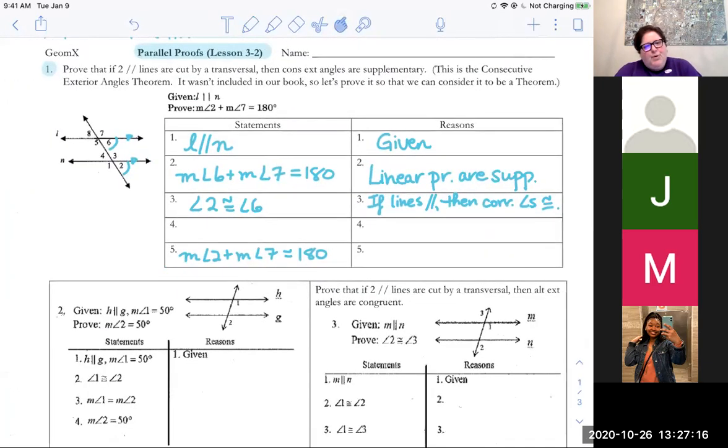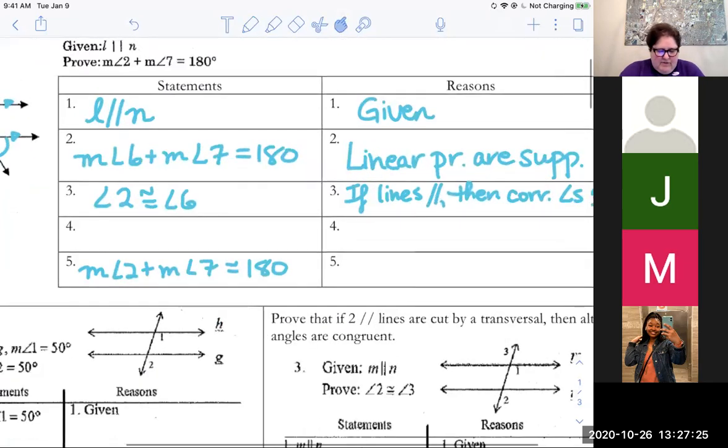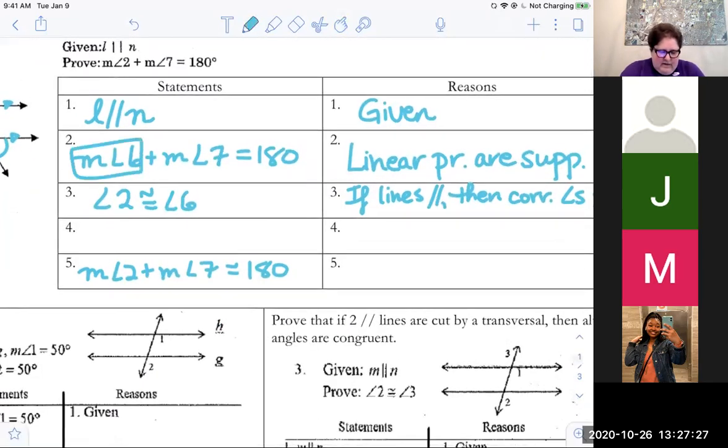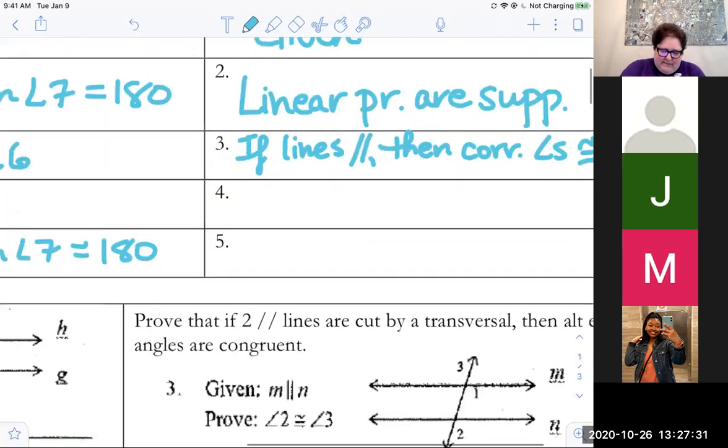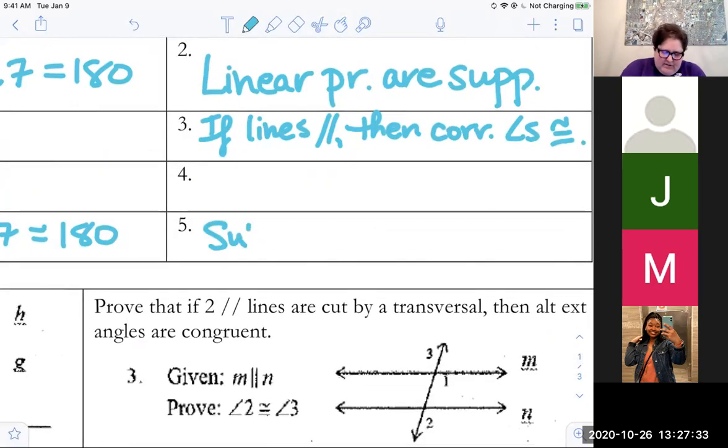Okay, now we're thinking we want to replace angle 6 with angle 2. What will that be when we do a replacement? What is it when you take out angle 6 and you put angle 2 in its place? Substitution. That'll be substitution.